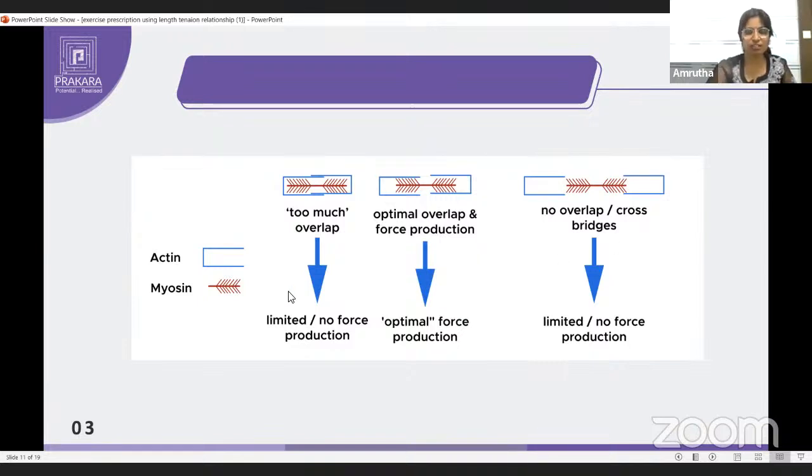If there is too much crowd or too much populated area, then there is no force production. It reaches the optimal level and then again reduces. The center one is optimal overlap and force production. So there is still place for the cross bridges to form, yet there is a peak tension that is available.